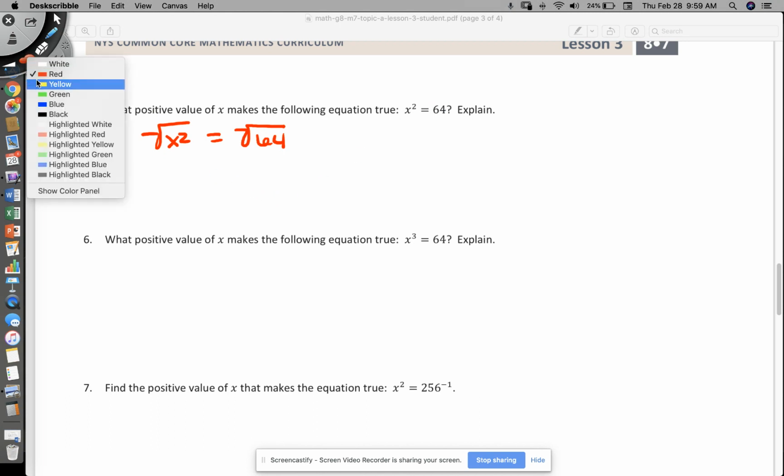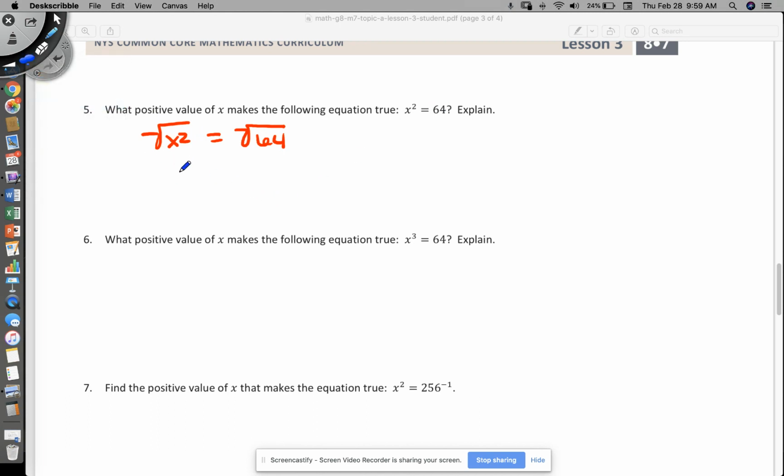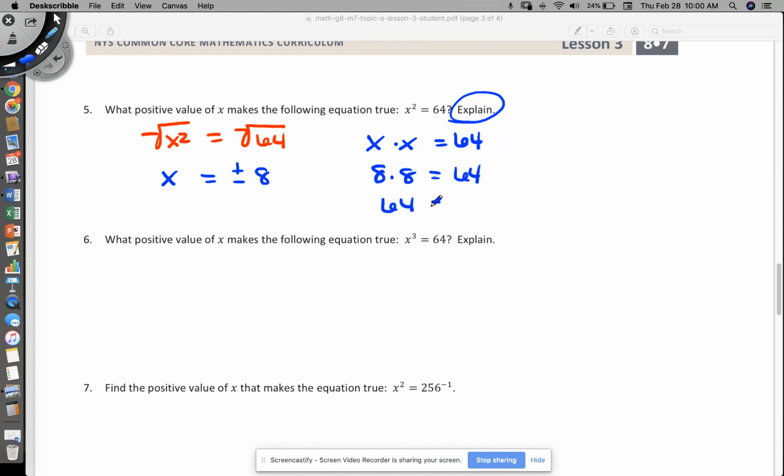Now, the square root of x squared becomes a single x. The square root of 64 becomes plus or minus 8. So how can I explain this with a visual representation? x times x gives me 64. All right, what two numbers when I multiply them give me 64 that are the same number? That is 8 times 8 gives me 64, and 8 times 8 is 64, so 64 equals 64.